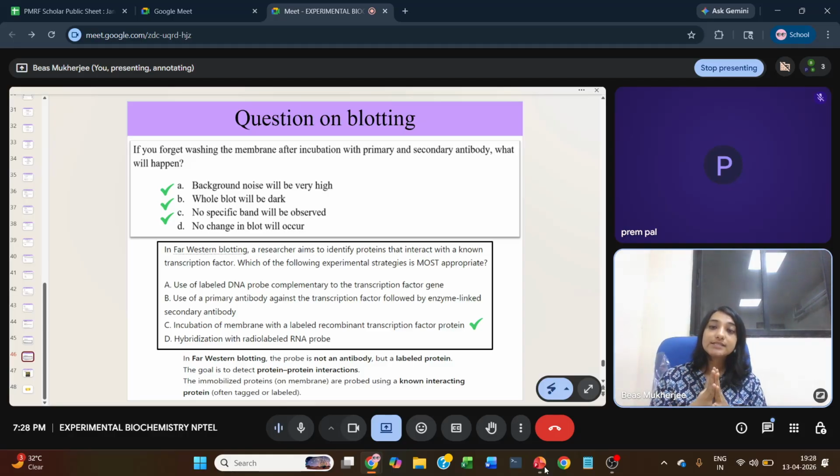In far western blotting, the probe is not an antibody but a labeled protein. The goal is to detect protein-protein interaction. So let's say this transcription factor interacts with another protein. This other protein will be labeled and it will come and bind to this transcription factor. So we are identifying protein-protein interaction. The immobilized proteins on the membrane are probed with a known interacting protein, often tagged or labeled. So that is the full story of far western blotting.